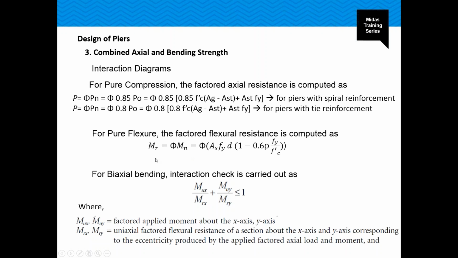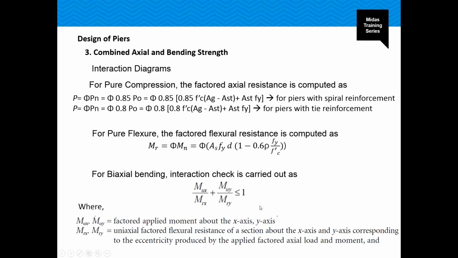So for two directional bending, that is biaxial bending, we carry out an interaction check wherein we calculate the actual moments by combining all the loads, the loading effects, and then we divide it by the resistance in the individual directions.